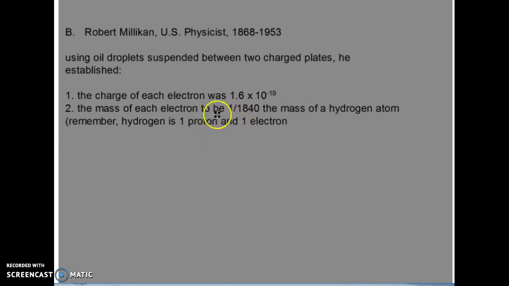So we say that an electron is 1,840th the mass of a hydrogen atom. And remember, hydrogen is just one proton and one electron. This is why I say it takes almost 2,000 electrons to equal the mass of one proton.